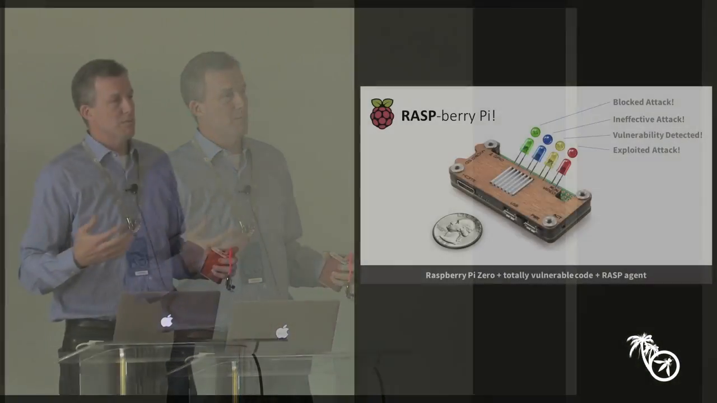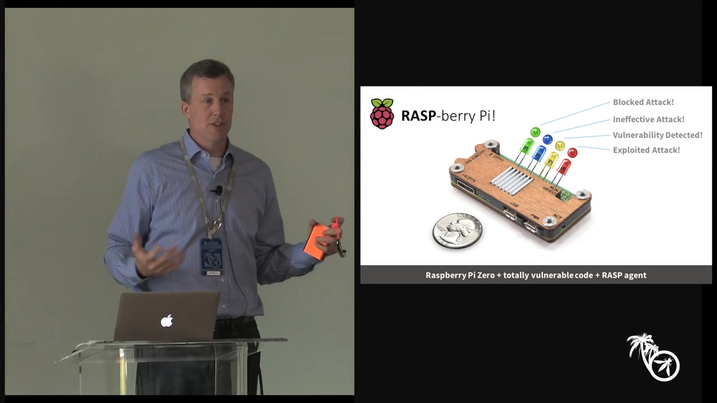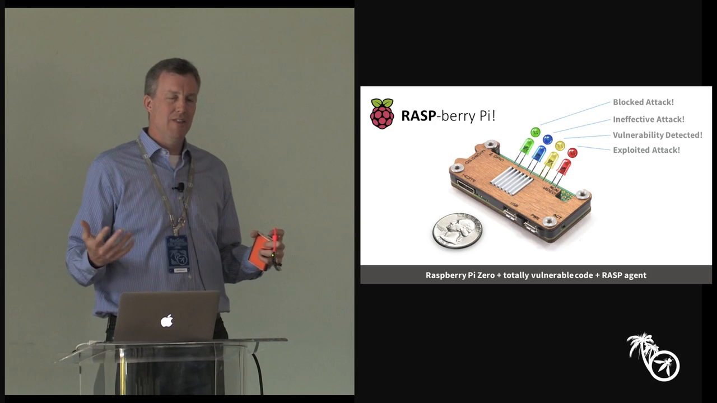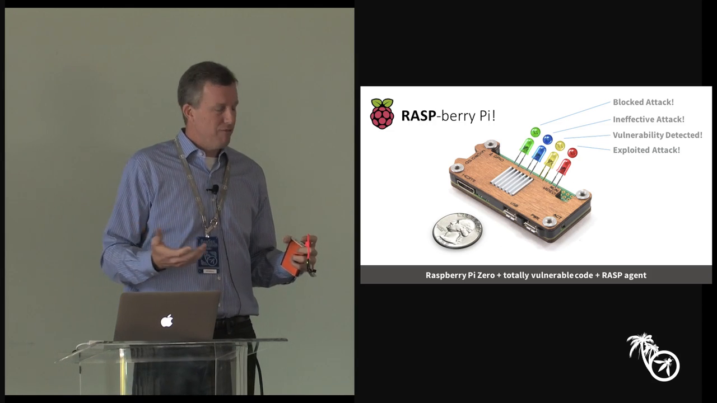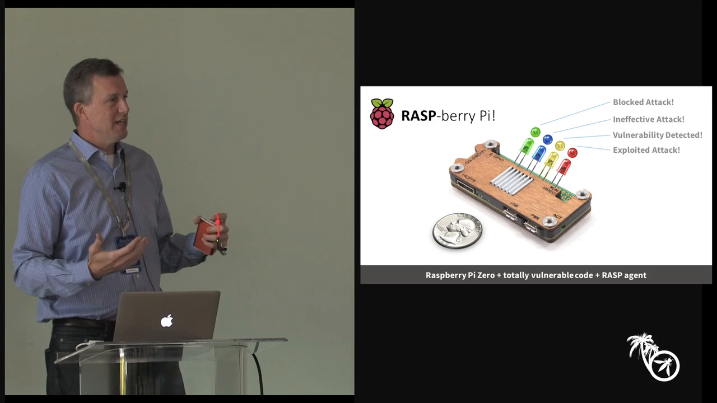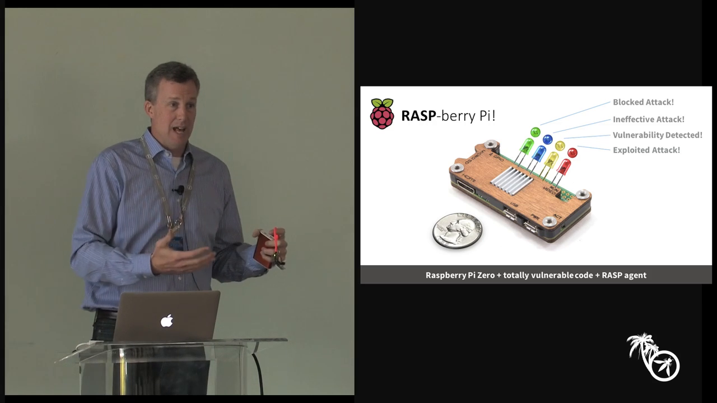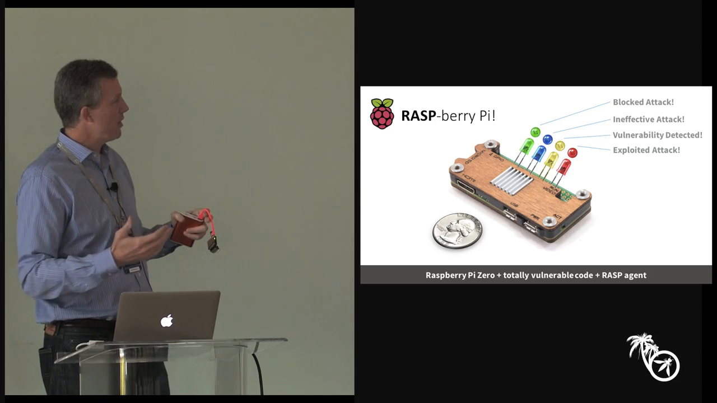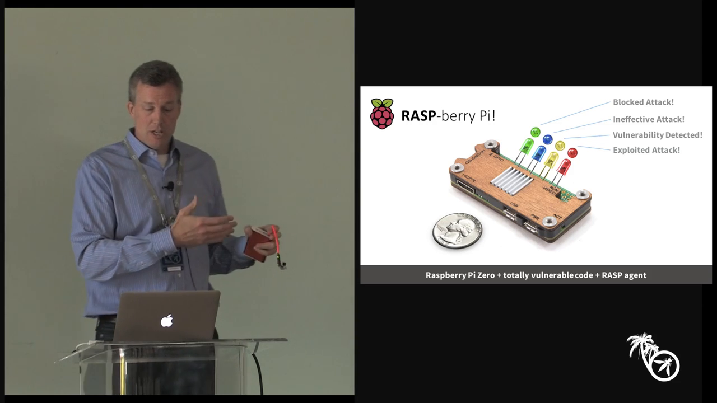I got my kids some Raspberry Pi Zeros for Christmas because I thought it'd be fun to teach them some electronics and play around with them, and it's awesome. And then I thought, hey, what would happen if I put a vulnerable application on this and protected it with RASP? So I did that. I put a vulnerable application on here, sort of like WebGoat, just a simple WebGoat, and I put a RASP agent on it to protect it.